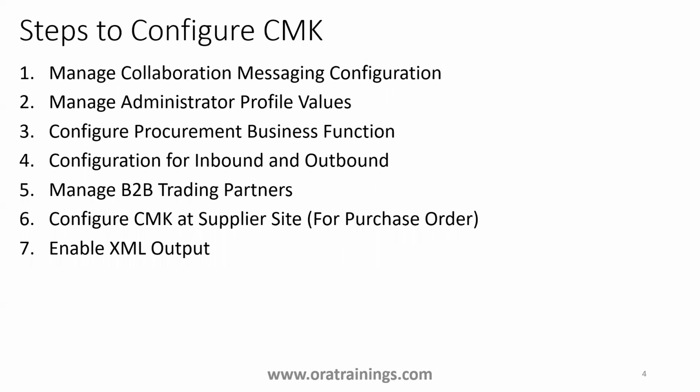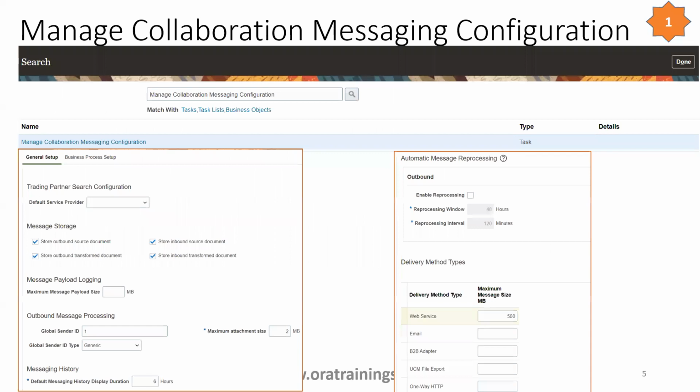Now let us come to the very important stuff. What are the steps involved to perform the configuration for CMK? These are the high-level steps which we require to enable CMK in your Fusion instance. The first one is Manage Collaboration Messaging Framework Configuration. You just need to search for this task, and once you find it, you have to configure a few things.